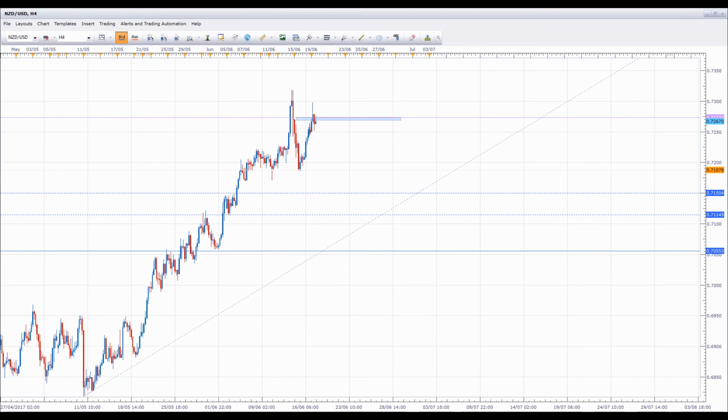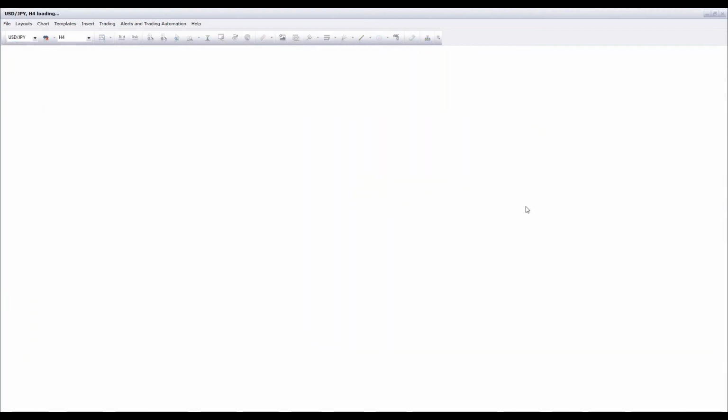So moving on to the next pair that we're going to look at. We'll have a look at the US dollar Japanese yen.